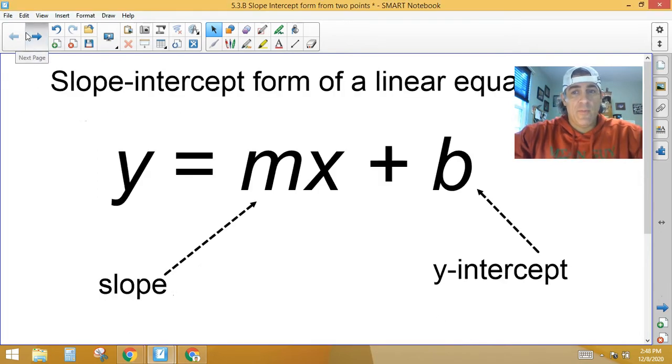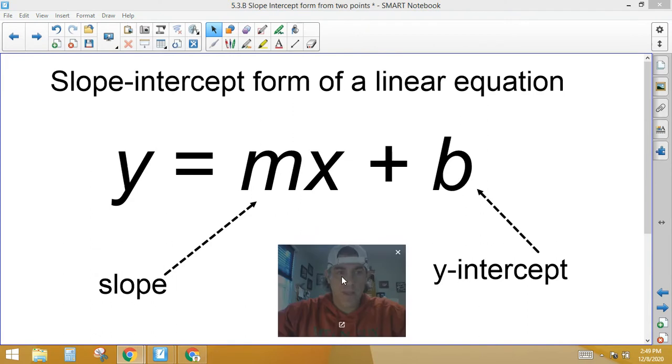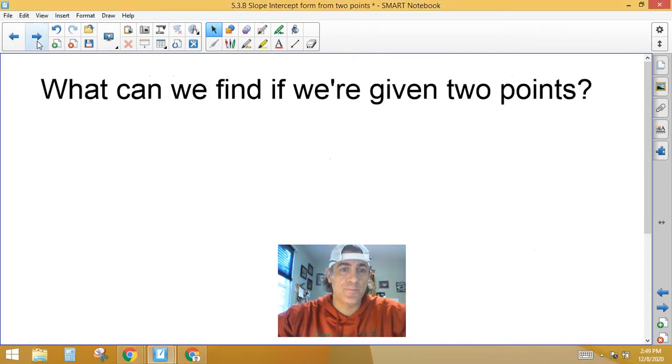So, first thing I've got to remind you, slope-intercept form of a linear equation is y equals mx plus b. M is always your slope. B is always your y-intercept. The x and the y actually represent an x and a y from any ordered pair that will be on that line. Remember that. So, what can we find if we're given 2 points?